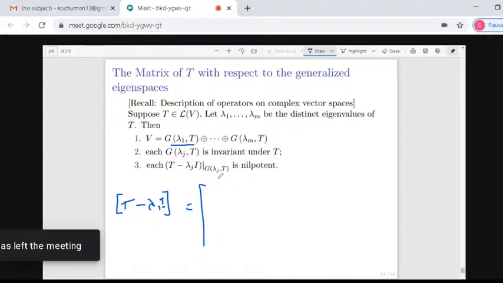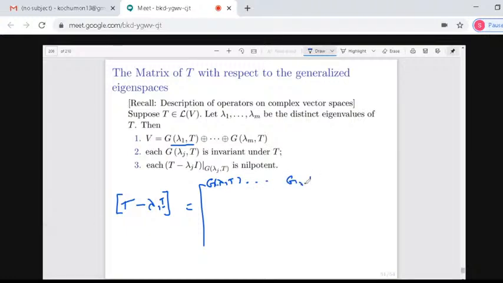So we have G lambda 1 T here, etc., G lambda K T here. This operator, you see, has something here, and everything else is 0. Similarly, I can write for each lambda j: there will be something in here, and everything else will be 0. Let me write one more thing.